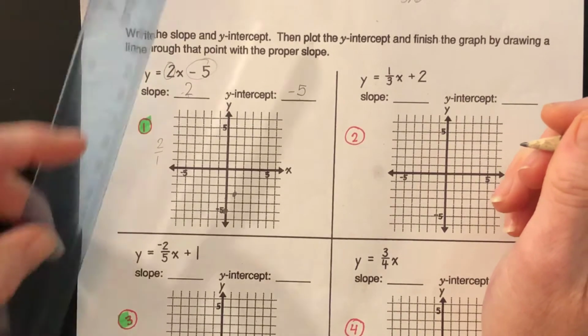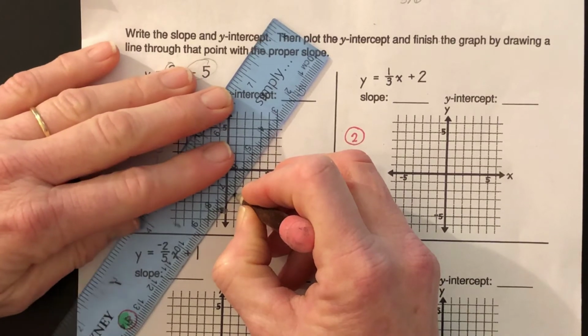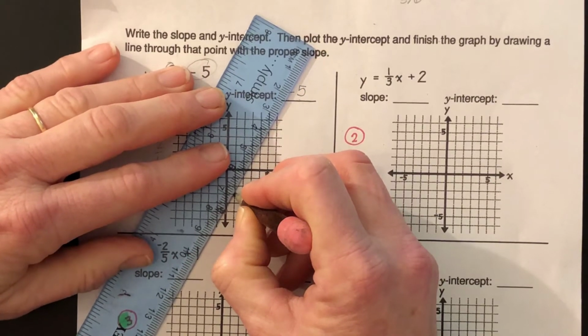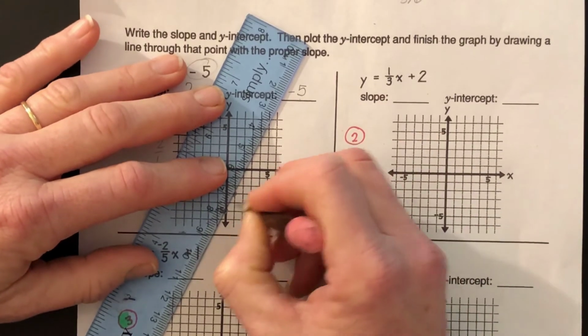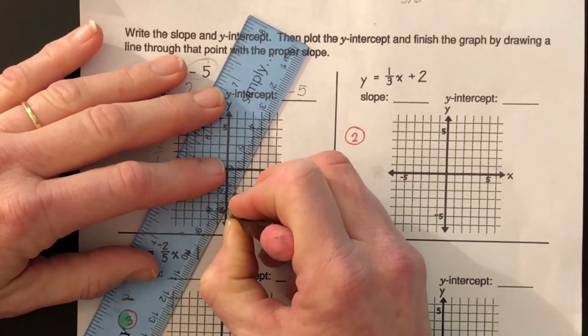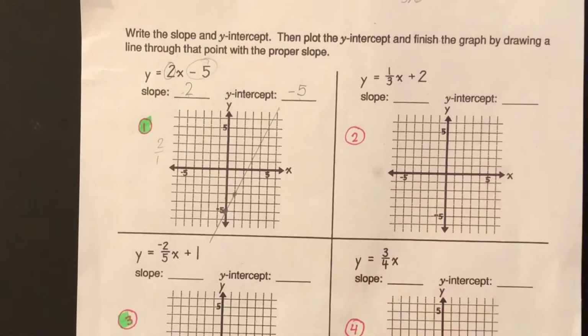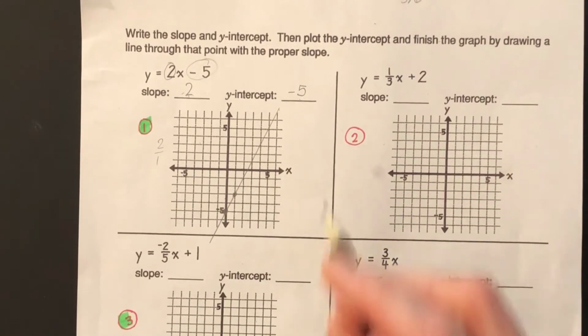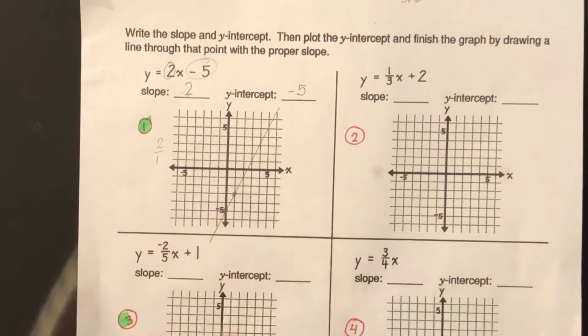Now I have 2 dots. All you need to draw a line is 2 dots. If you want to be really accurate, it's nice to have more than 2 dots, but for our purposes, all we need is our 2 points, and that's all we get. There we go. That's y-intercept negative 5 with the slope of 2.